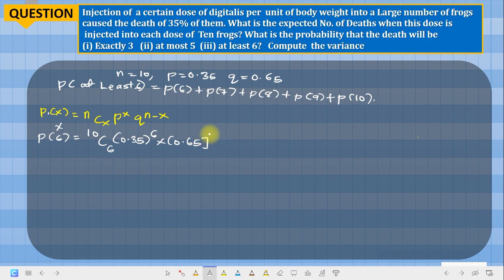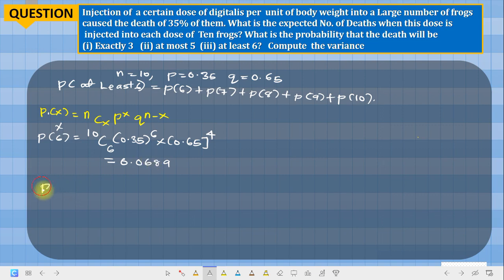0.65 raised to the power of what? 10 minus 6. Of course, we know that 10 minus 6 is 4. And if 10 minus 6 is 4, it means we can replace it here with 4. When we do this and compute it in your calculator, it's going to give us 0.0689. Now, when we are solving things like this, we can easily come across errors, so please make sure you cross-check them to make sure that your answer is correct.